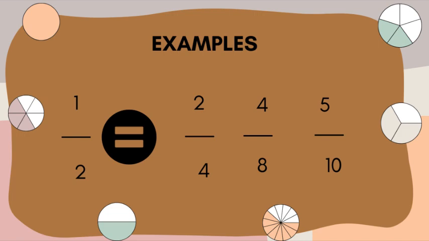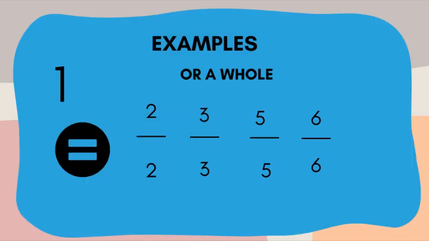Let's take a look at another example. So 1 or a whole is also 2 over 2, 3 over 3, 5 over 5, and 6 over 6. Why is it the same? Because these fractions can be reduced, and once it is reduced, it can be equal to 1 or a whole.